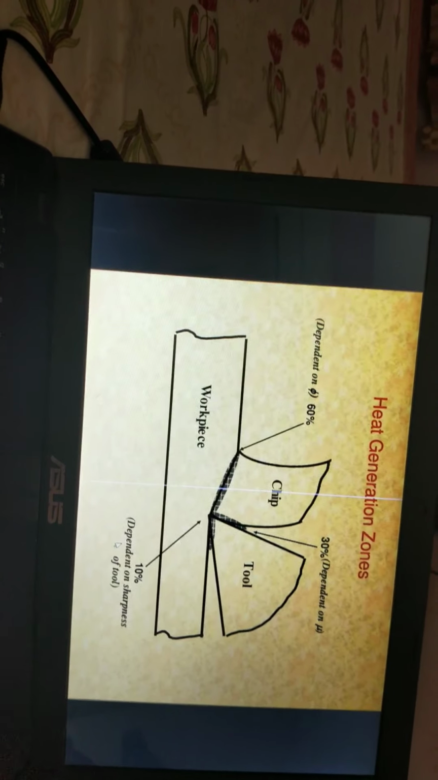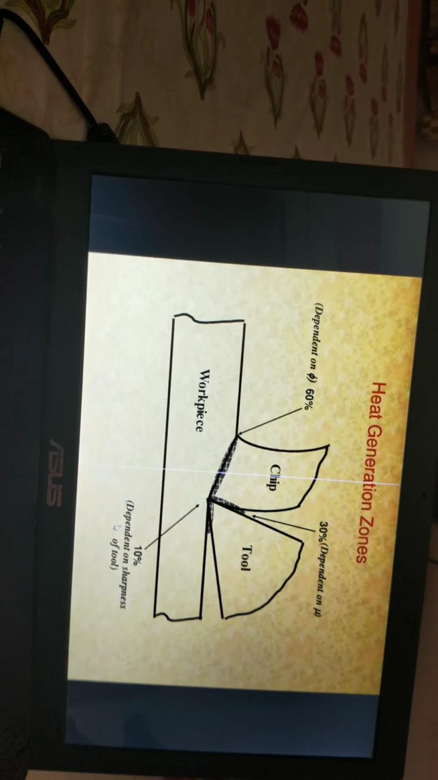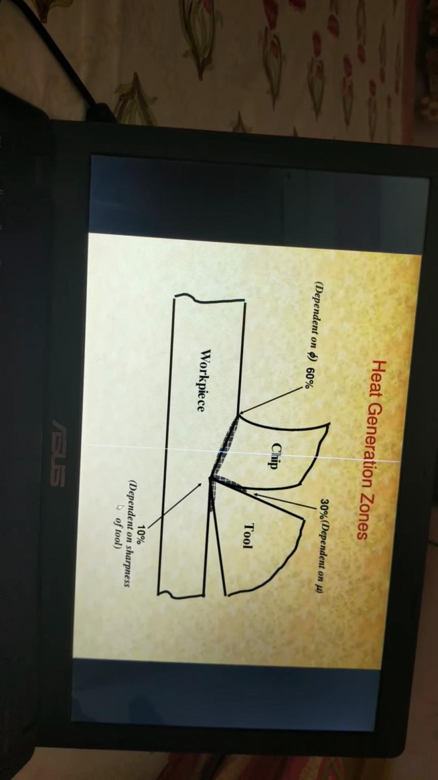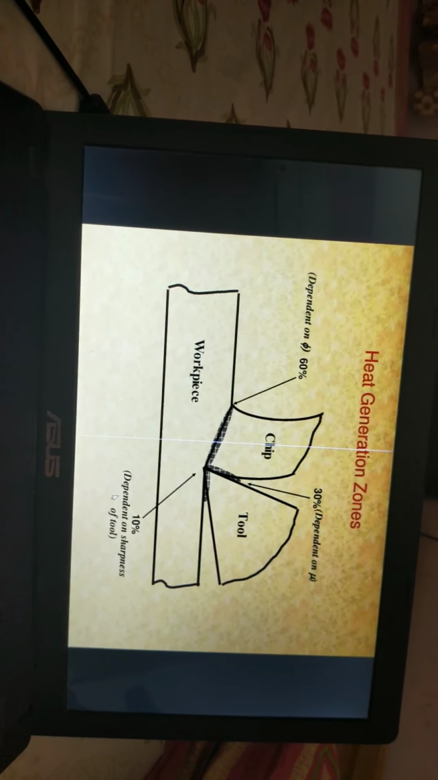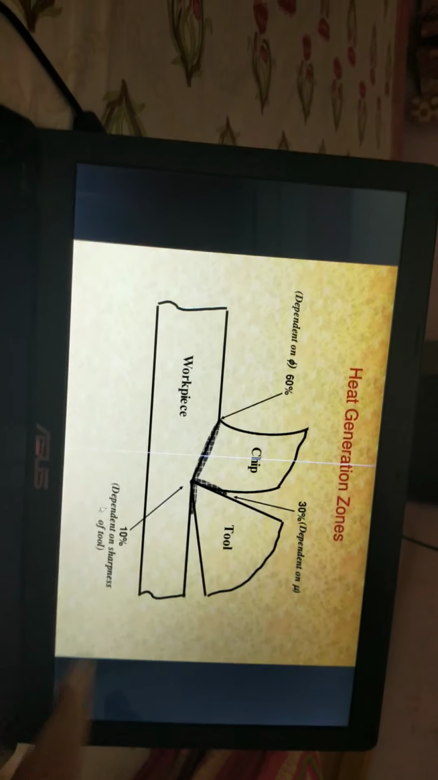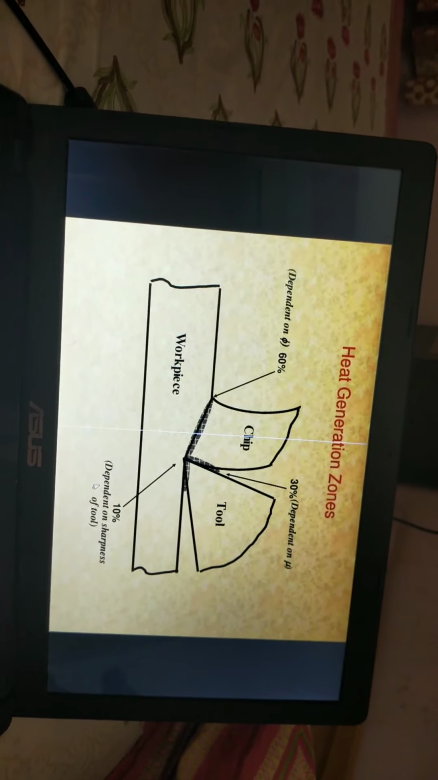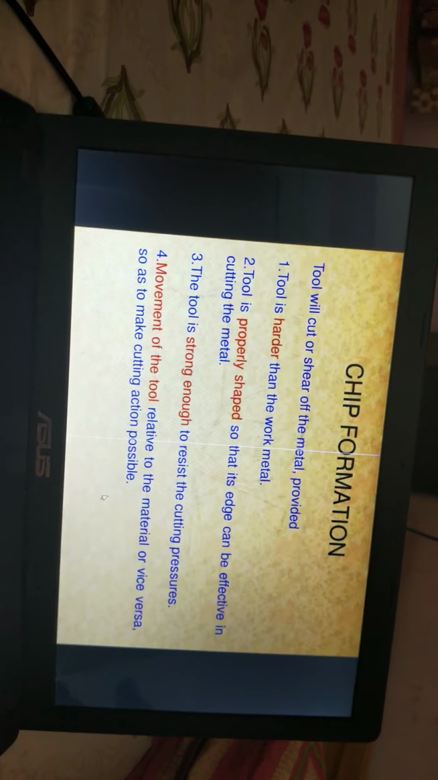Heat generation zones: 60% dependent on phi, the shear angle, 30% dependent on mu, the coefficient of friction, and 10% dependent on the sharpness of the tool. If the relief angle is not proper, then heat generation might be more.